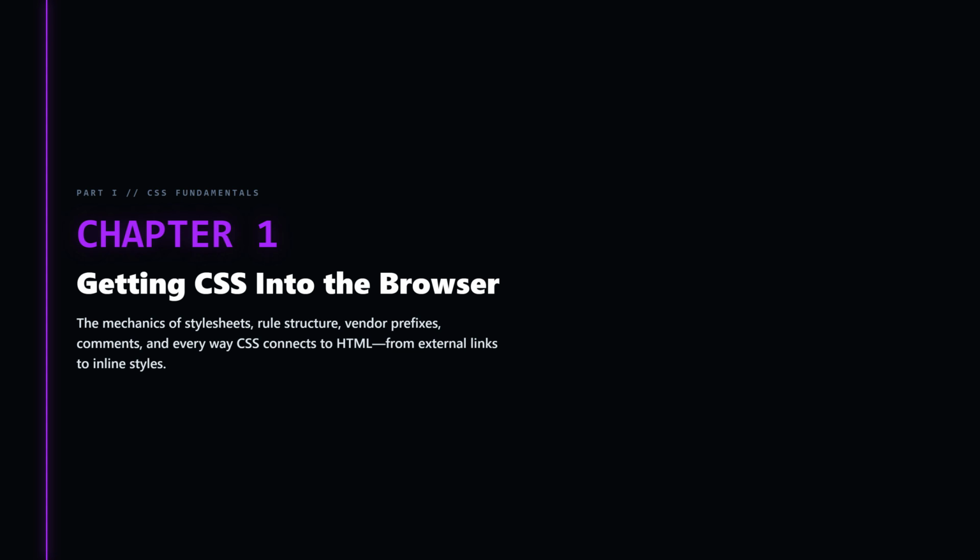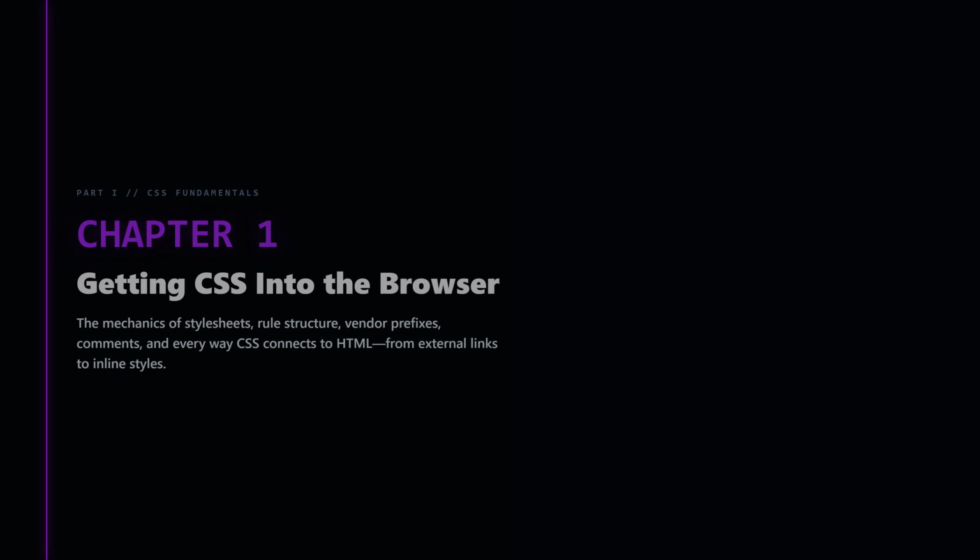are and why they exist, how to leave comments, and most importantly, every single way to get CSS into the browser. From the classic link tag to inline styles, from @import to how files travel over the network, we'll cover the plumbing that makes styles appear on screen. By the end of this chapter, you'll not only write valid CSS, you'll understand exactly how the browser reads, loads, and applies it. Let's get started.